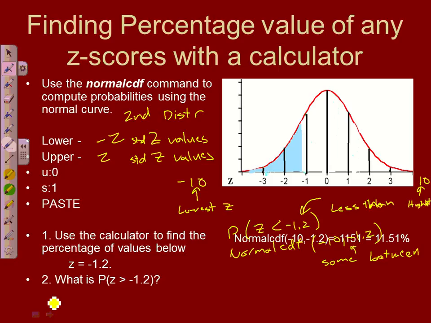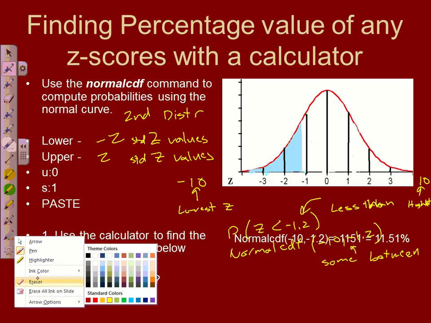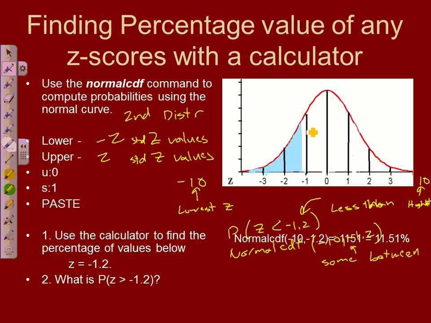What is the probability of my z-scores greater than -1.2? Well, all of a sudden things shift, and we're not talking about this area below. We're talking about the area above. That's this area up here. This is going to be the same as between -1.2 and +10. That will be my upper bound, okay? So you guys figure out what that percentage is.